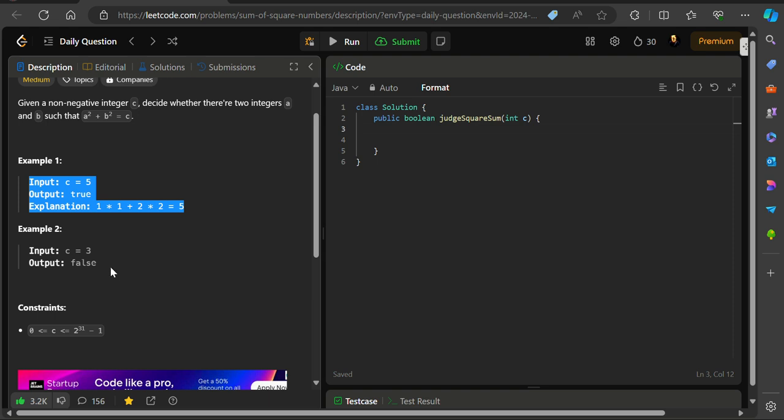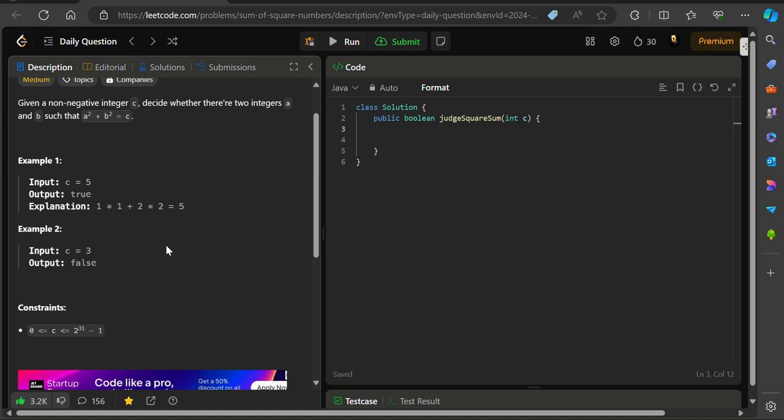Now in the second test case, c is given 3. Now can we arrive at c equals to 3? So if we take a equals to 0, b equals to 1, no, it's not possible for me to get c. Now if we take a equals to 1 and b equals to 0, still it's not possible. If I take a equals to 0, b equals to 2, no, it's not possible. We cannot arrive at c equals to 3 by any of the values of a and b. So we have to return a false because we are unable to do so.